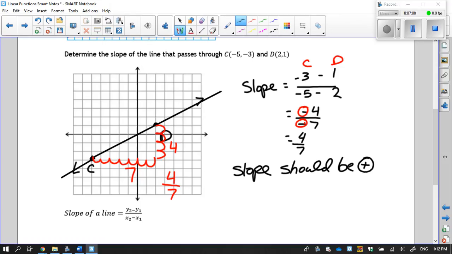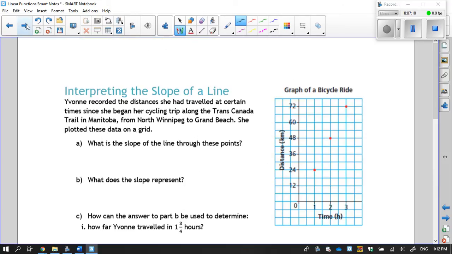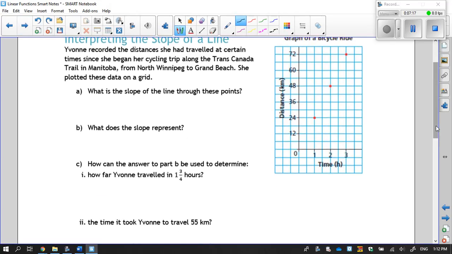Okay, and then we're going to do one more here. Interpreting the slope of a line. Yvonne recorded the distances she had traveled at certain times since she began her cycling trip. She plotted this data on a grid. What is the slope of the line through these points?